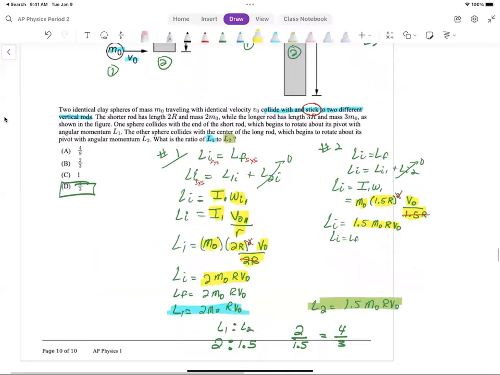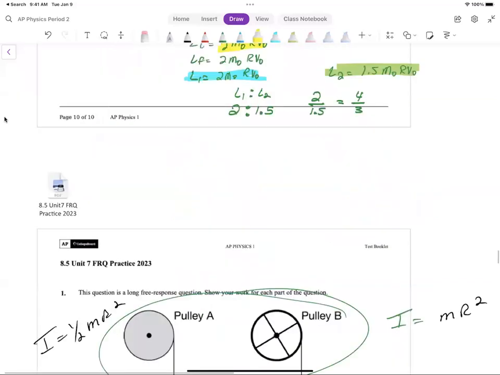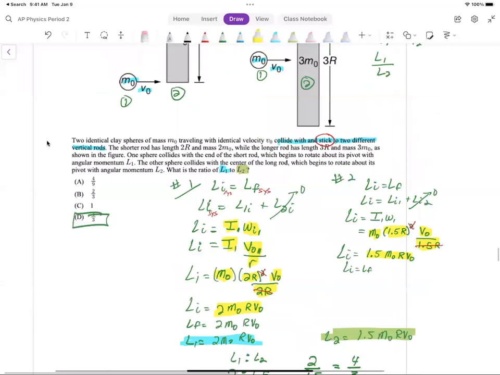Now divide them. That's all the ratio is, 1 over 2, and that gives me 4/3. It gets 2 over 1.5, and then that becomes 4/3. Multiply 2 by 2 is 4, and multiply 1.5 by 2 is 3, and that's how I got 4/3. All right, that's it for conservation problems from AP Classroom.